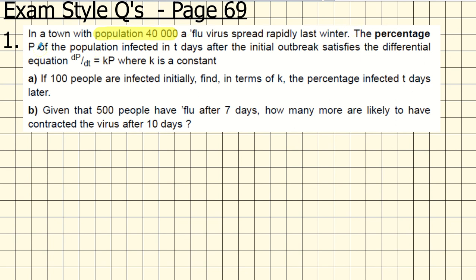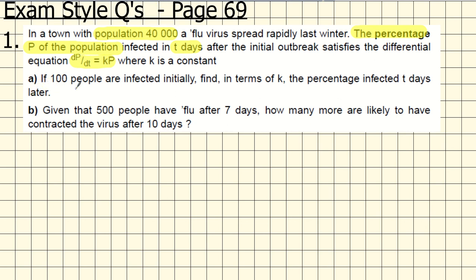The percentage P of the population infected. That part's important. So the letter P stands for the percentage infected in T days. T stands for the number of days after the initial outbreak, which satisfies a differential equation. So here's a differential equation, that's what we're used to.